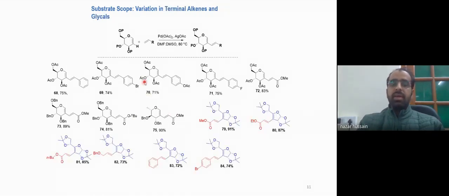So next, we utilized some terminal alkenes. In terminal alkenes, we utilized some styrenes, substituted styrenes like 4-bromostyrene, 4-acetoxystyrene, and some activated alkenes like methyl acrylate, and some other sugars like ether protected sugars, benzylated glucals, and some other sugars like rhamnal. In all cases, we got a very good yield. Next, we utilized a furanose form of the glycals, and in this case, we prepared some compounds of C3 substituted sugars by utilizing the same optimized reaction condition.